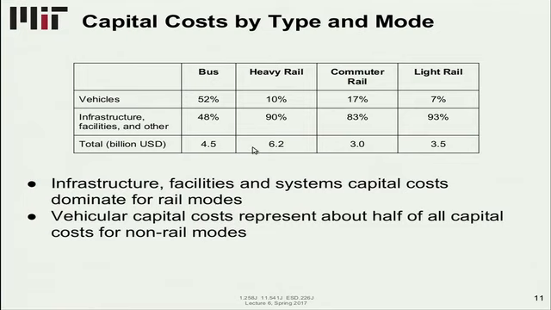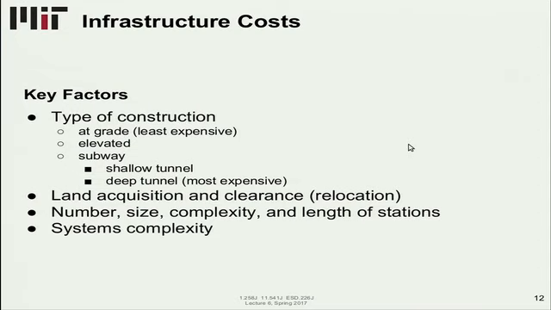And here you have the total expenditure, capital cost by mode. So 4.5 on bus, 6.2 on heavy rail, 3 on commuter rail, 3.5 on light rail. Okay, and it's now focusing on infrastructure costs. So what drives the infrastructure costs?